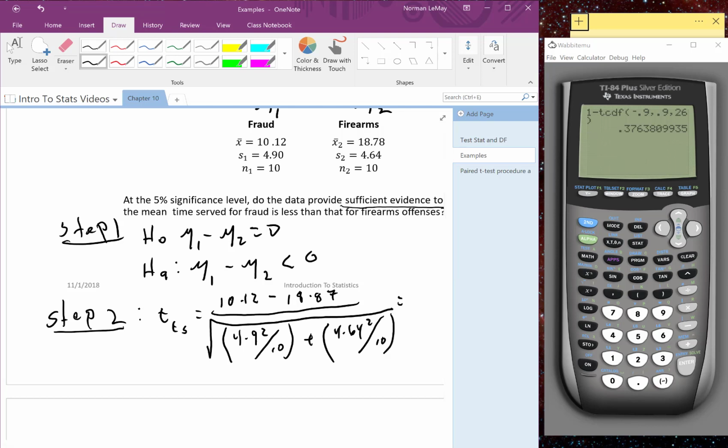All right, so coming over here to our calculator, we get 10.12 minus 18.87, and now divided by the square root, again, open bracket, 4.9 squared divided by 10 plus, open bracket, 4.64 squared divided by 10. Close, close. So we get negative 3.777.